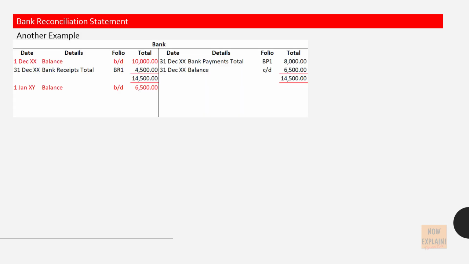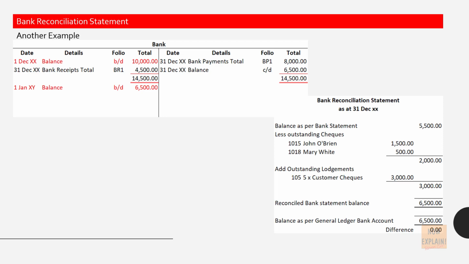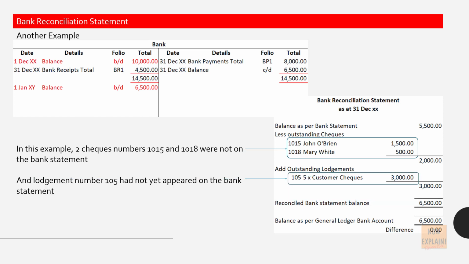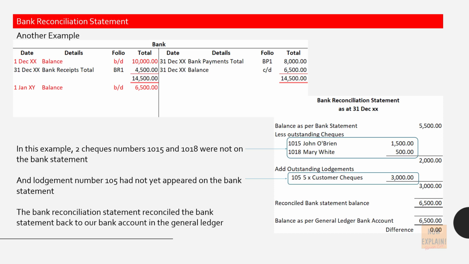Here's another example. So here's the bank account and a bank reconciliation statement. In this example, two check numbers, 1015 and 1018, were not on the bank statement, so they're listed as outstanding checks. And lodgement number 105 has not yet appeared on the bank statement, so this is one of our outstanding lodgements. The bank reconciliation statement reconciled the bank statement back to our bank account in the general ledger. Both have 6,500.